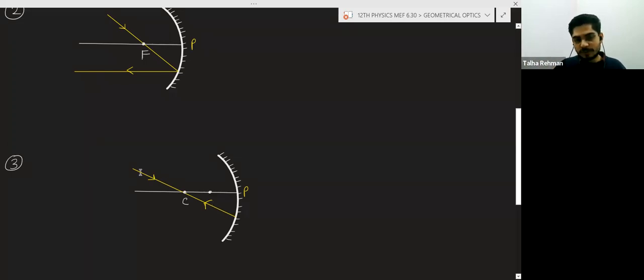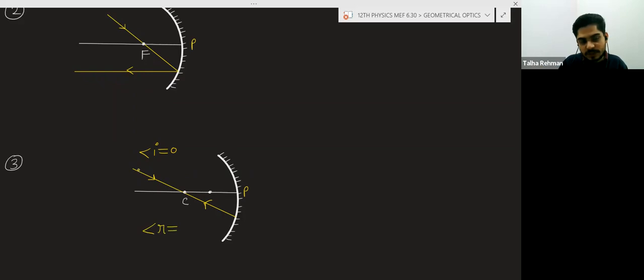So when you draw the normal, this is a normal. The normal will be like this. So the angle of incidence is equal to 0. According to the law of reflection, the angle of reflection is also equal to 0. That is why this ray of light will retrace its path.